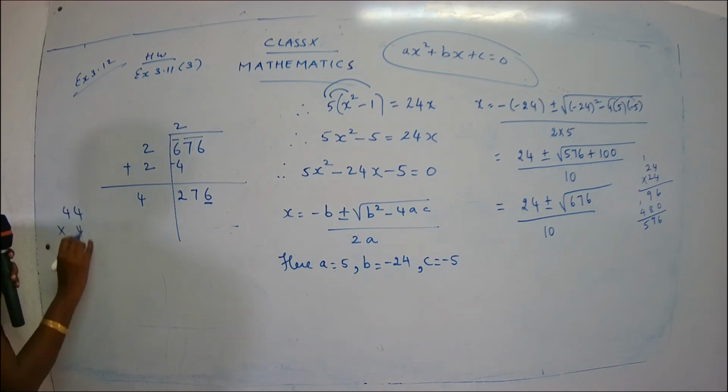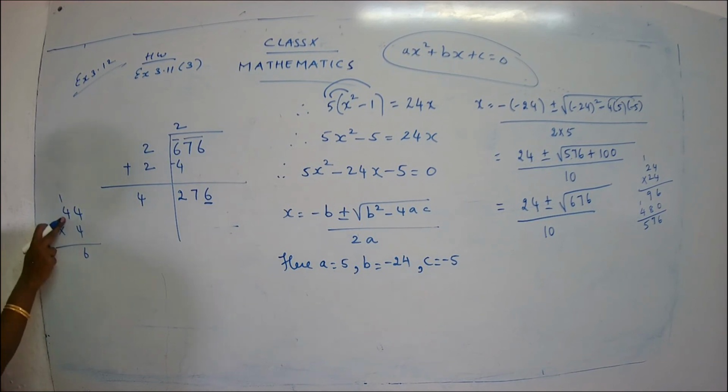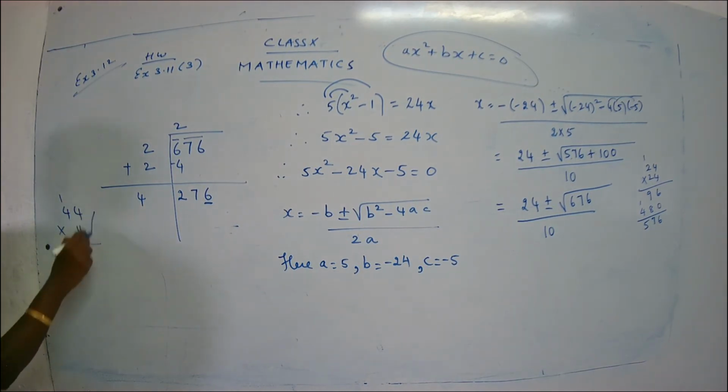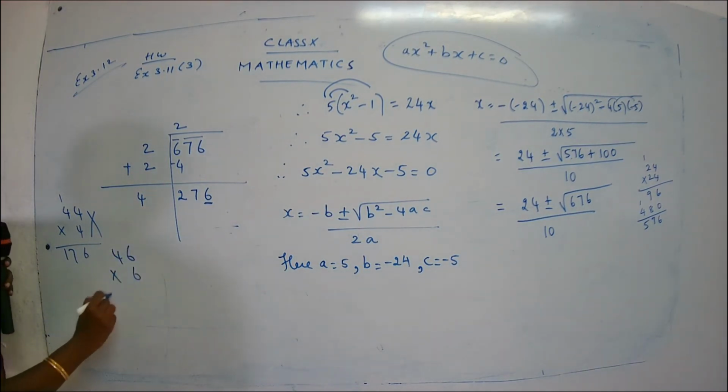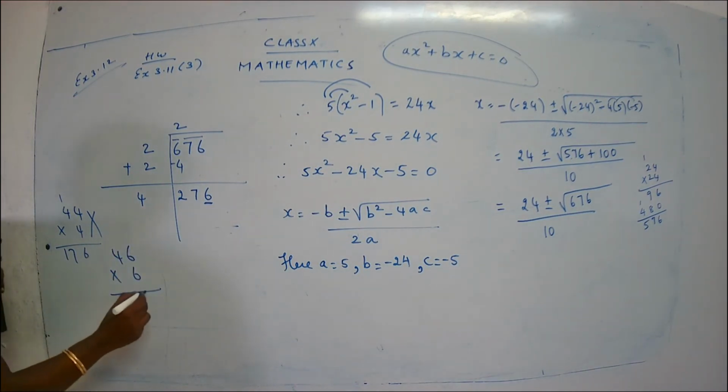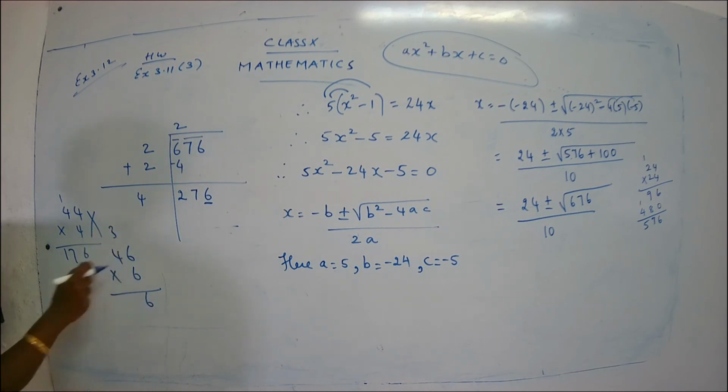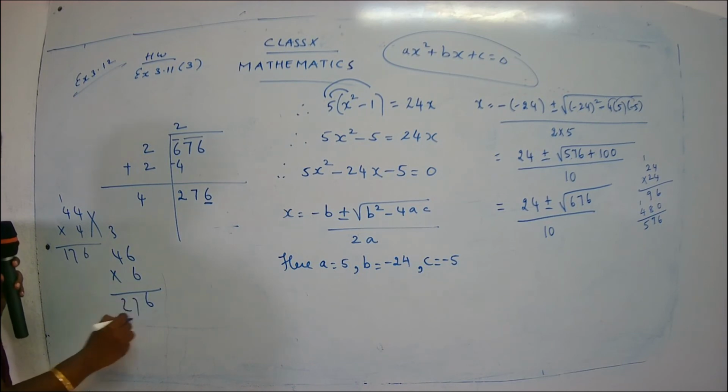44 into 4. 4 fours are 16, 17. I am not getting the answer. So I'll try one more number. 46 into 6. 6 sixes are 36. 6 fours are 24. 24 plus 3, 27.